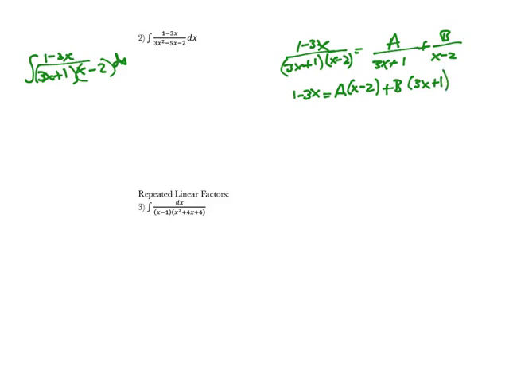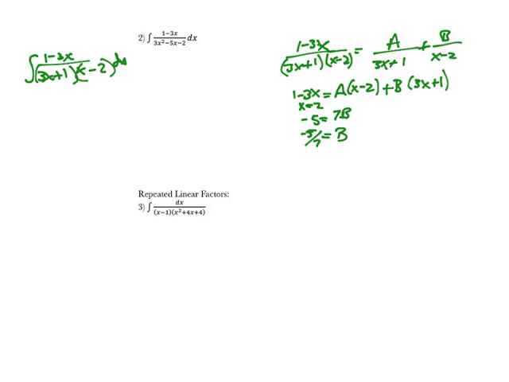Okay, picking conveniently for x. Let's see, if x equals 2, that would get rid of the A term, right? So 1 minus 6 is negative 5. 6 plus 1 is 7, so I'd have 7B. So negative 5/7 would be B.